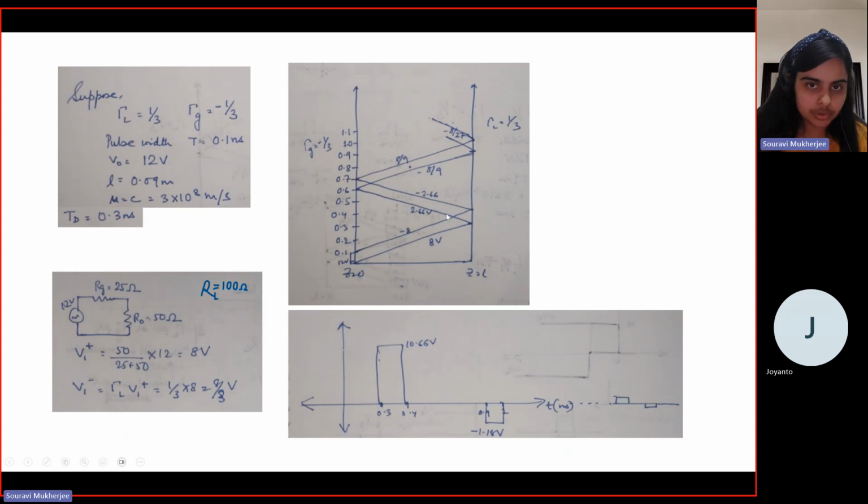So here, when 2.66 comes here, what would be the signal that would be reflected? That would be minus of 2.66 into 1 by 3. That is minus 8 by 3, right? Similarly, here minus 2.66 comes in. So what gets reflected is 8 by 9, right? And similarly, this signal will again, after 0.3 seconds, reach the load end. So that's how this thing will continue.